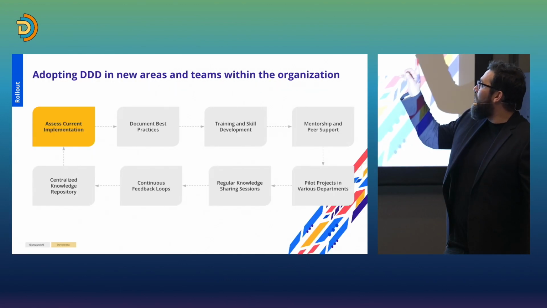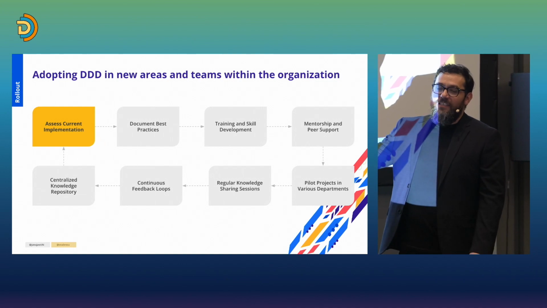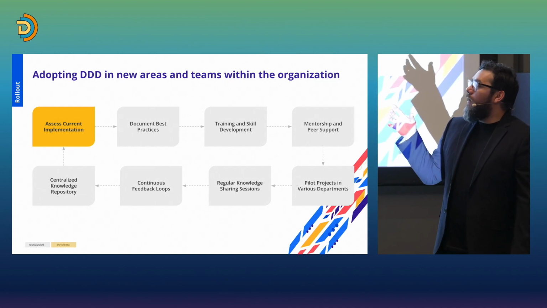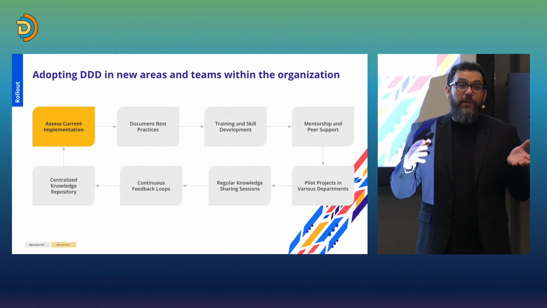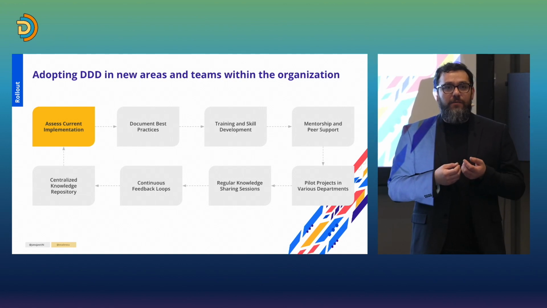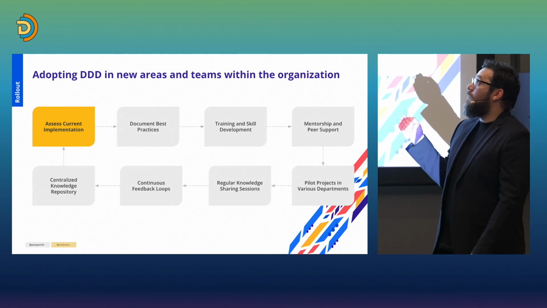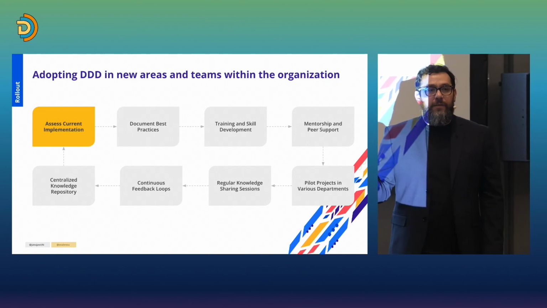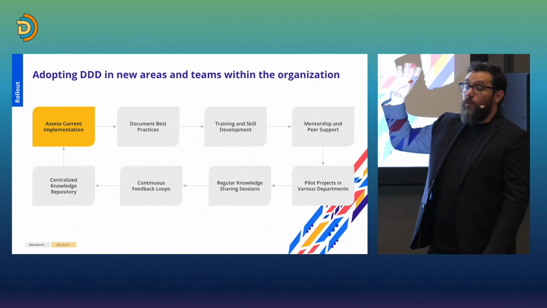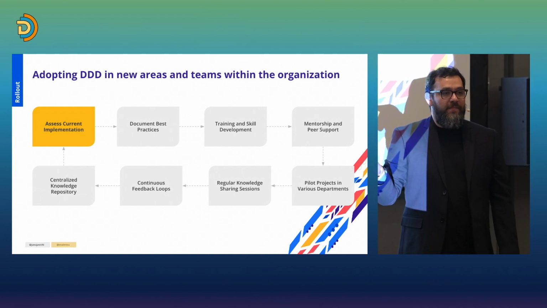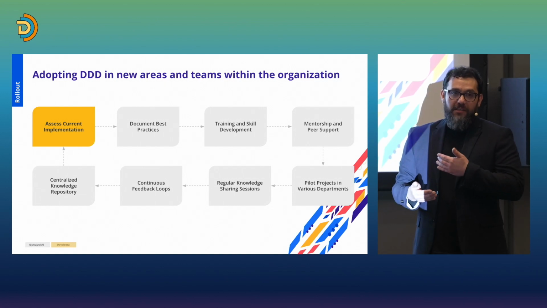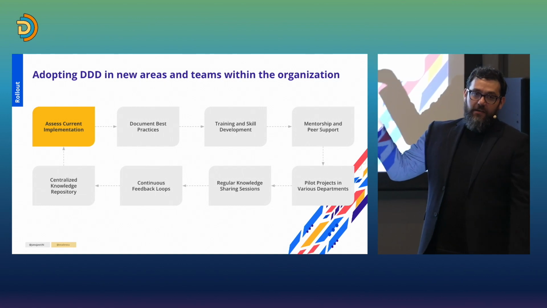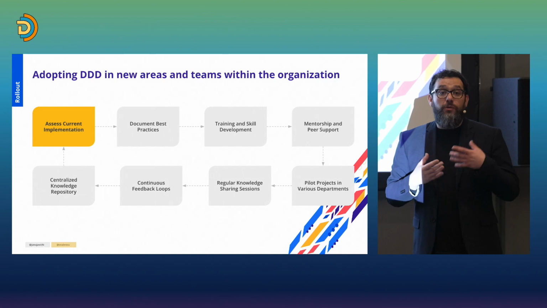Oops, we don't see the boxes, but this is kind of a loop. After we implement in the first team, or the first POC, or this thin slice team, at some point we need to adopt DDD in new areas of the company. The first thing is to assess what works and what doesn't work. What worked with this team? What are the best practices we developed? We need to document these things to share this knowledge with new teams.